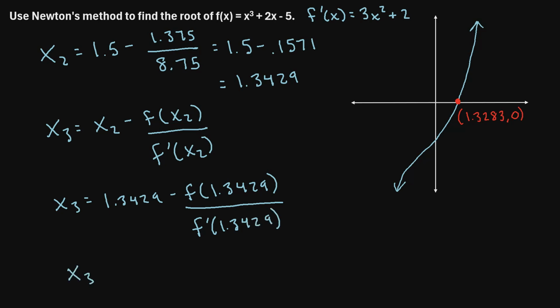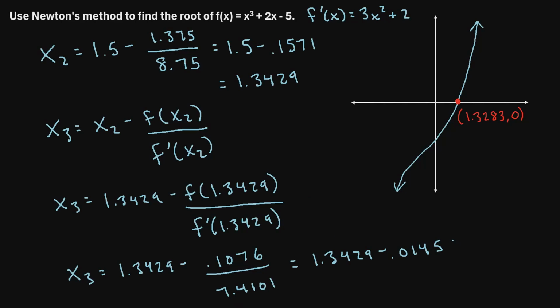So here's what we get. x sub 3 is equal to 1.3429 minus, when you plug in 1.3429 for x into this original f of x equation, the result is 0.1076. And when you plug in 1.3429 into this f prime equation for x, you get 7.4101. So for x3, we end up with 1.3429 minus this quantity, which turns out to be 0.0145. So our answer comes out to about 1.3283. This is our value for x3.